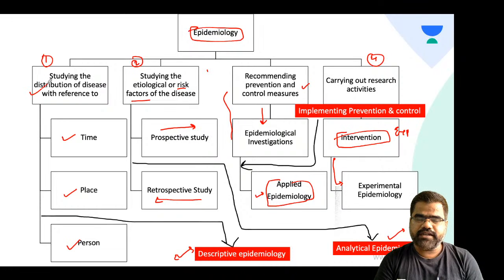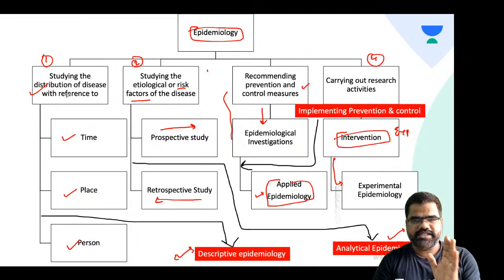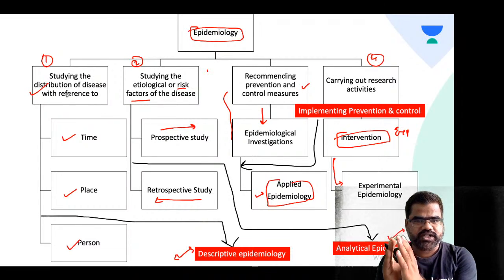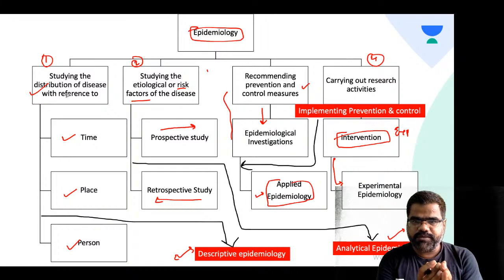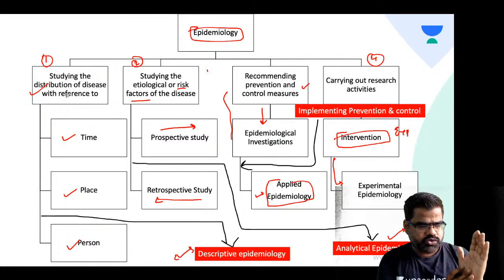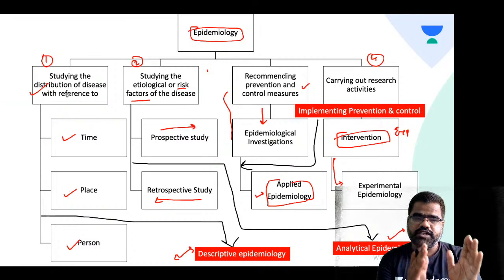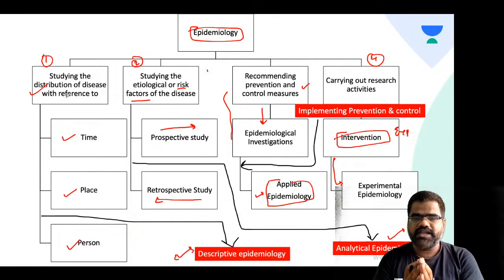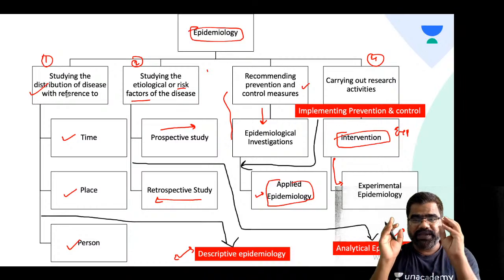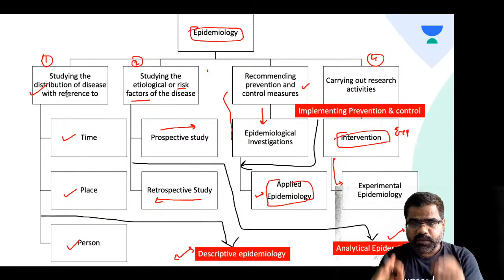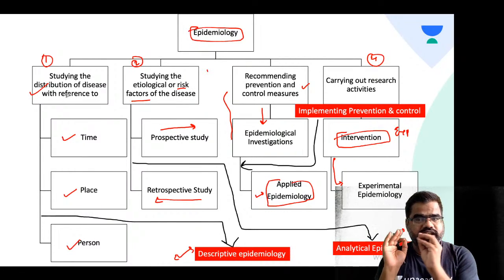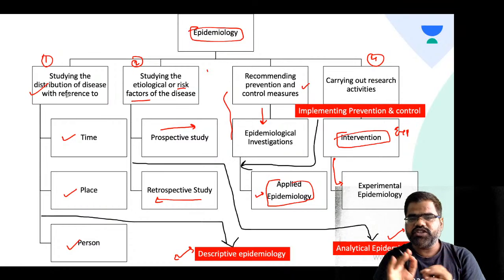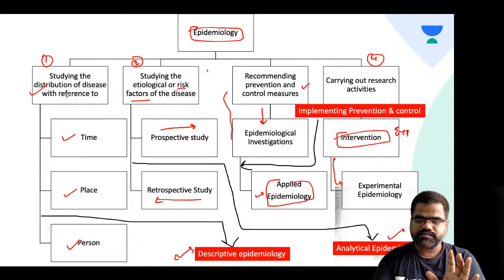First, distribution pattern, descriptive epidemiology. Second, you're trying to identify the risk factor of the disease, that is analytical epidemiology. Third, once you have understood descriptive and analytical epidemiology, you will try to give recommendations for prevention and control. So can I say that is applied epidemiology? And fourth one, where you are doing experiment, you are doing intervention, that is called experimental epidemiology. So this is the way we can understand.